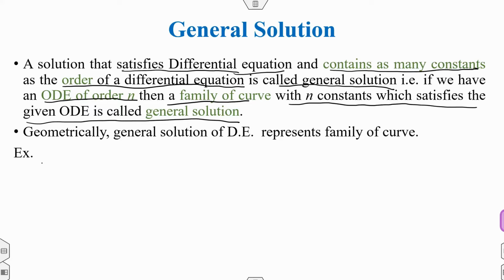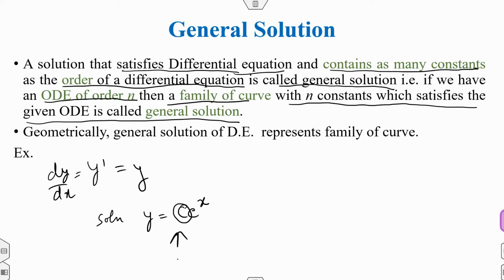Now for example, suppose that you have a differential equation like this, again the simplest one, y dash equal to y, where y dash means dy by dx. This gives you the solution y is equal to c into e to the power x. Now this represents the family of curves, and since the order is 1, you are getting one arbitrary constant. So this is called the general solution of the differential equation.